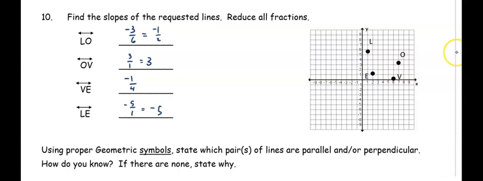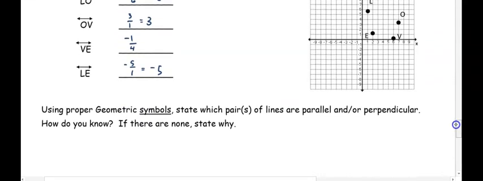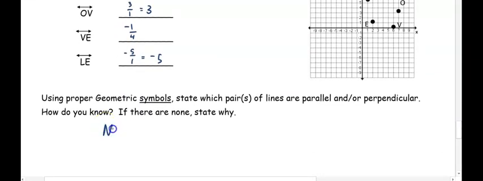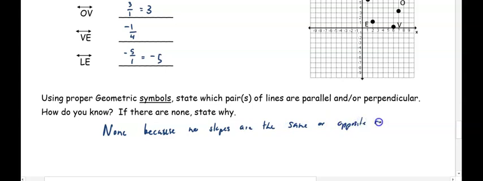So in this case, if we look at our slopes, none of them are the same or opposite reciprocals, so we would have none because no slopes are the same or opposite reciprocals.